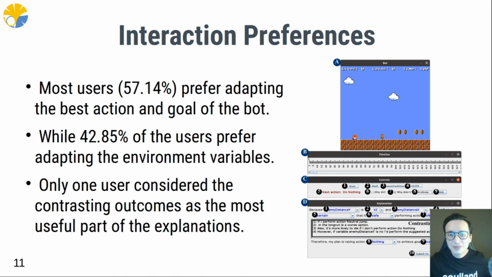But sometimes that wasn't the case. So for example, maybe the bot takes a decision just because there is a coin on top of them. Because of that, it takes the wrong action and dies. So that's why around 42% of users also prefer adapting the environment variables. Lastly, only one user considered the contrasting outcomes as the most useful part of the explanations.